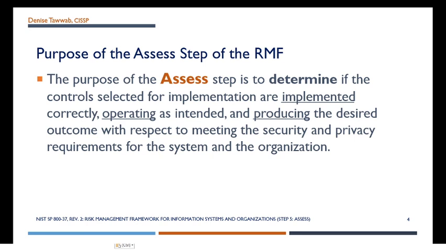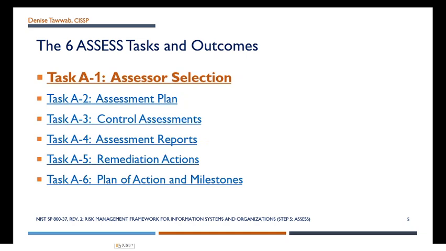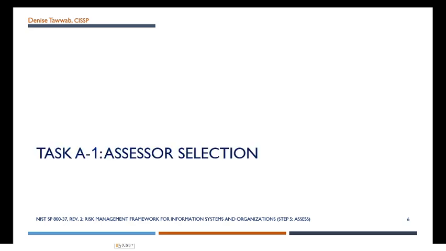The purpose of the assess step is to determine if the controls that have been selected for implementation are implemented correctly, operating as intended, and producing the desired outcome with respect to meeting the security and privacy requirements for the system and for the organization. There are 6 tasks in this step. The first task that we're going to talk about is assessor selection.